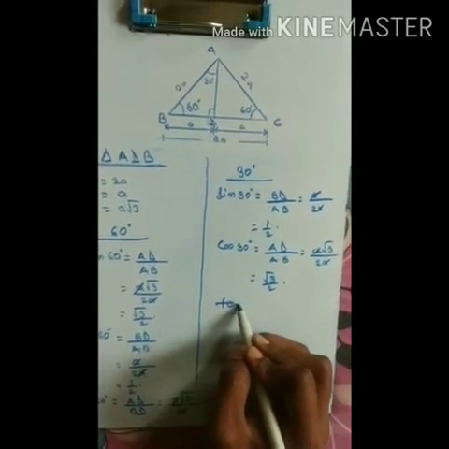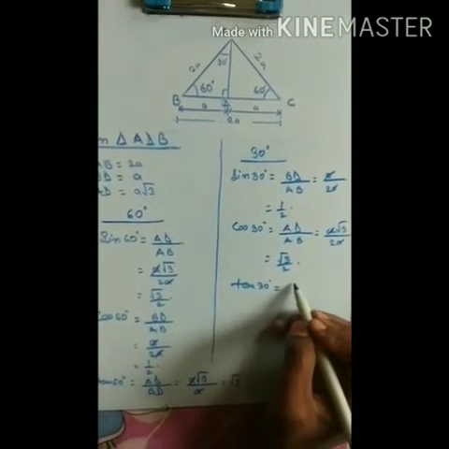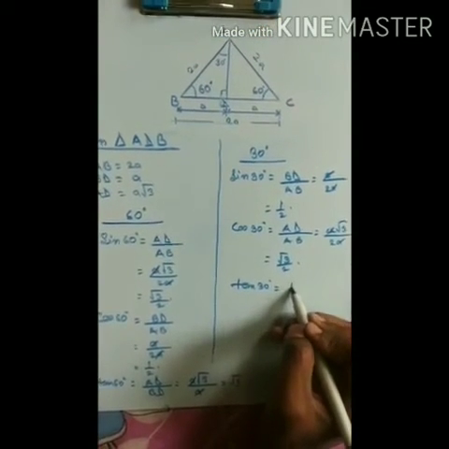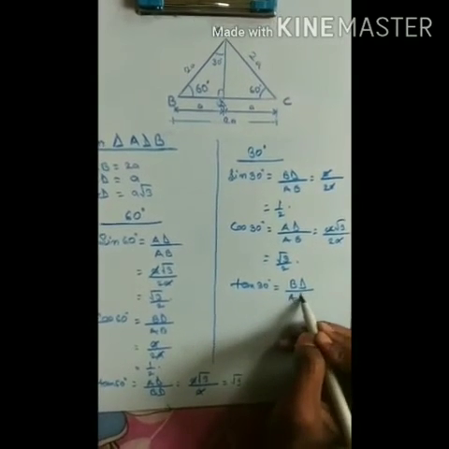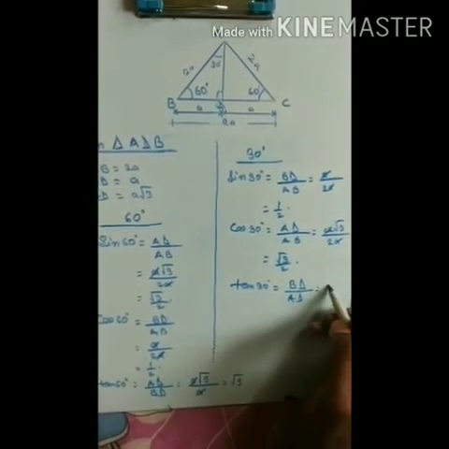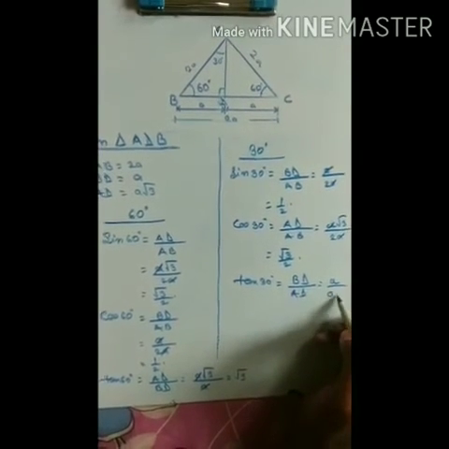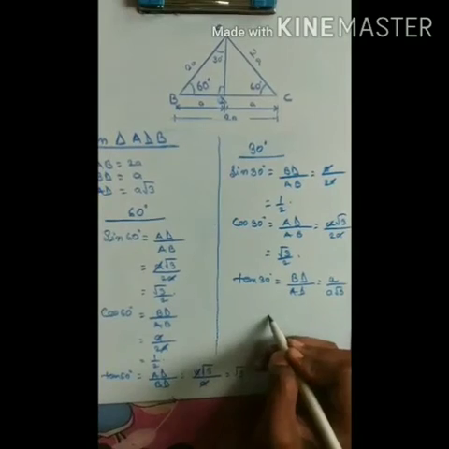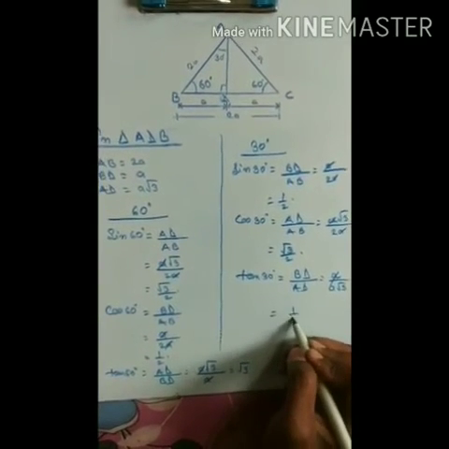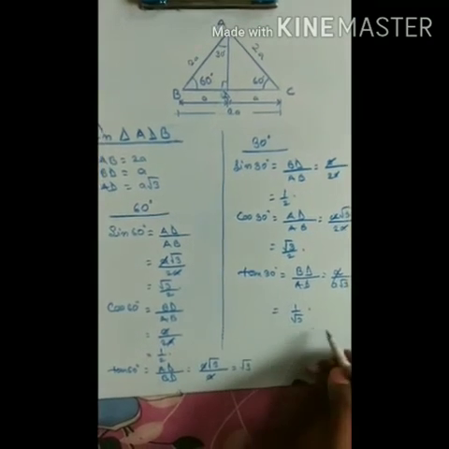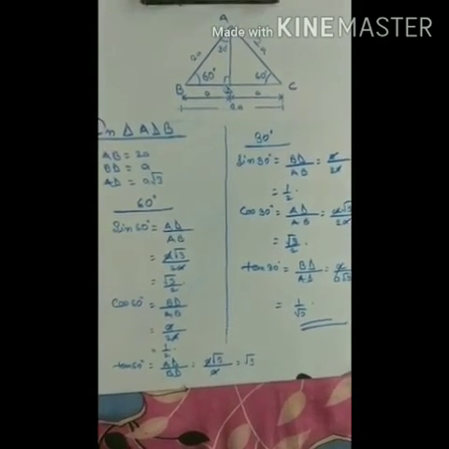Now come to tan 30 degree. BD by AD. BD is your A divided by A root under 3. A will be cancelled, 1 by root under 3. Completed. These are the values of sin 30 and 60 degree.